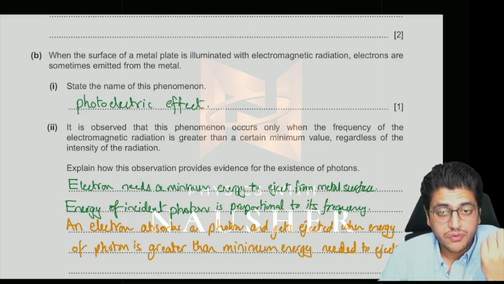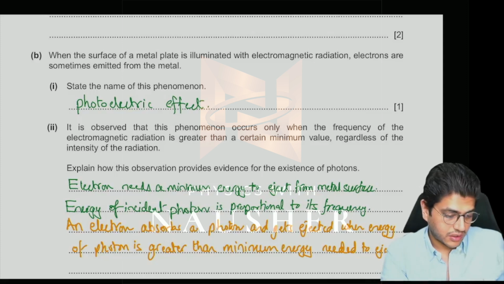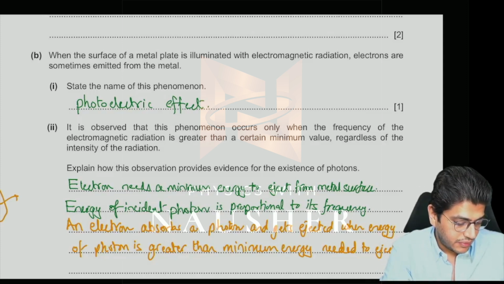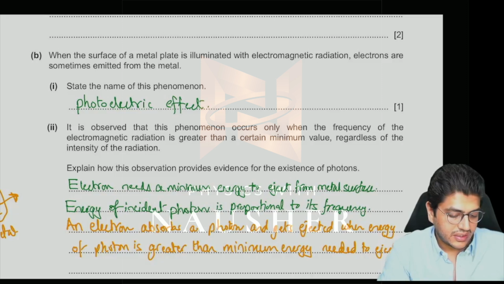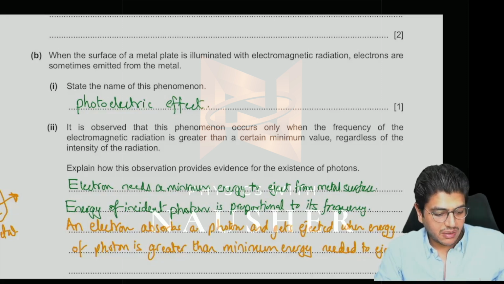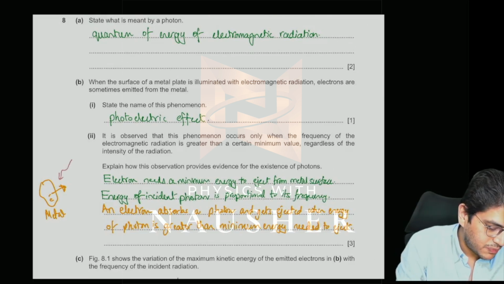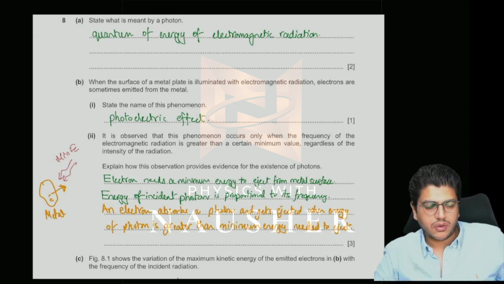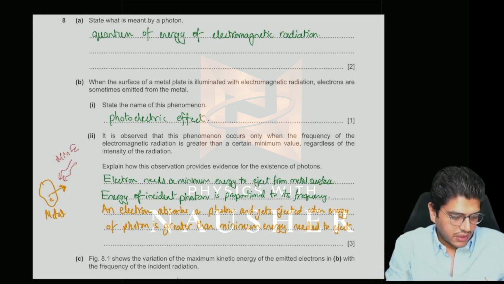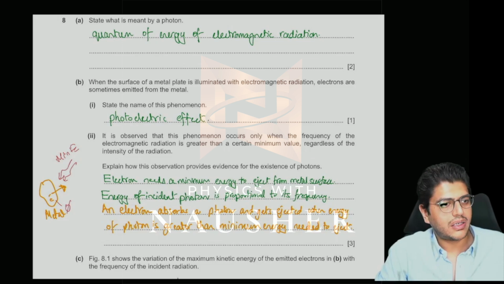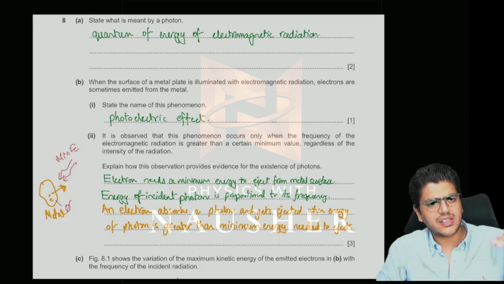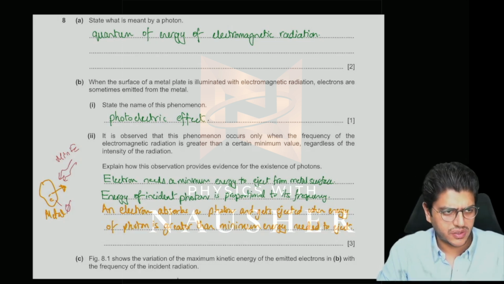Look, first of all, the electrons that are coming out from the metal, see, this is the metal. The electrons, in order to come out, need a certain minimum energy to be emitted. So there must be some minimum energy that comes in, and what is that minimum energy? That is the work function of the metal. So the electrons need some minimum energy to eject from the metal surface.